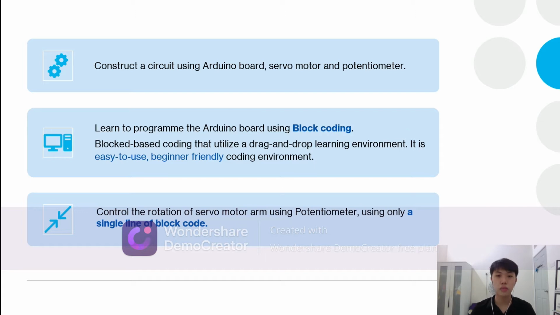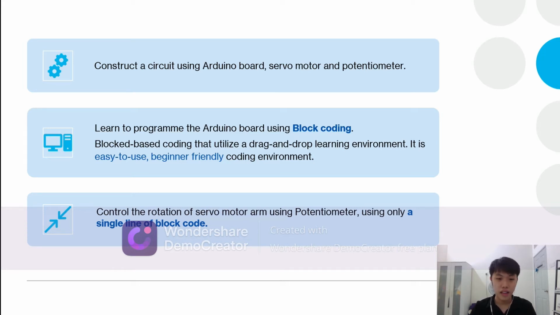So apakah block coding itu? Block coding itu satu cara untuk code, tapi you tidak perlu tuliskan semua code. Dia ada block yang telah sedia ada, dan block itu sebenarnya adalah code. So you just drag and drop those blocks and then gabungkan semua block itu, and so you can have your very own program, and it is very easy to use and beginner friendly for you all.